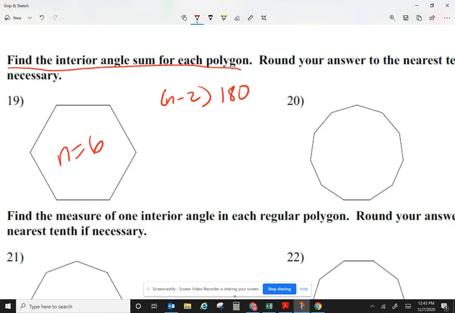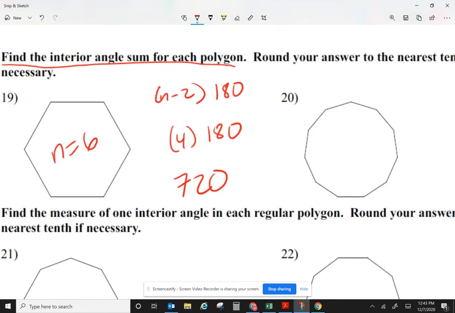I'm just going to say 4 times 180. Remember, 6 minus 2, that's where I got the 4. Now, 4 times 180 is 720. So the angles on the inside add up to 720. That's it. Let's take a look at number 20.